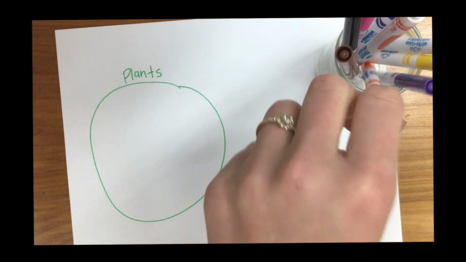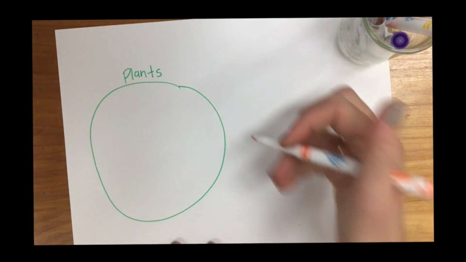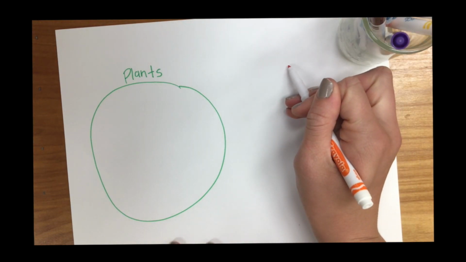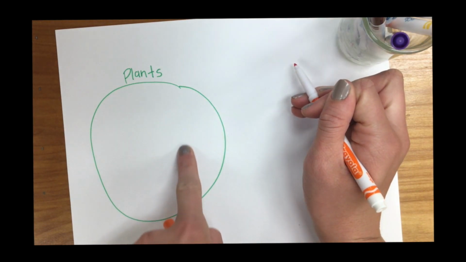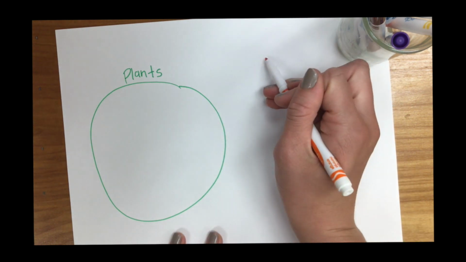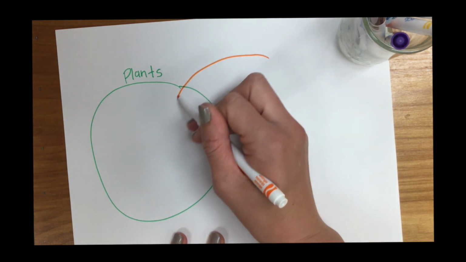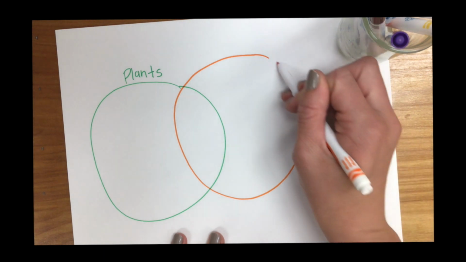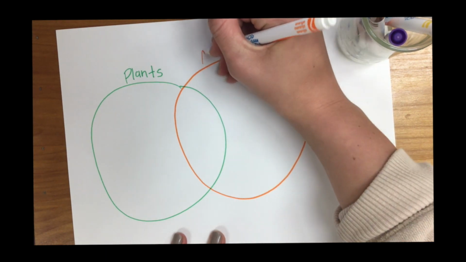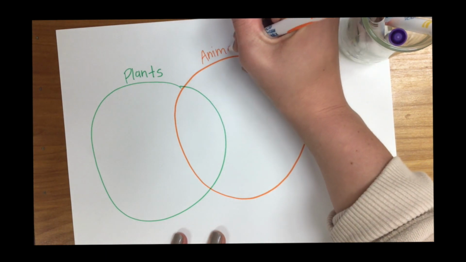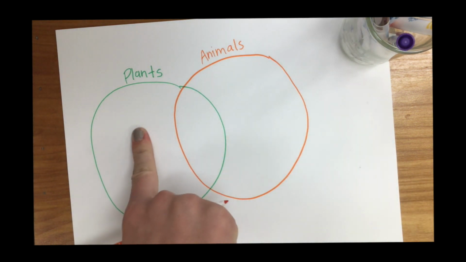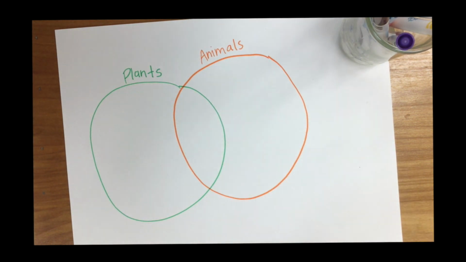I'm going to take another color. I'm going to draw another circle, and I'm going to draw it to overlap to leave a middle area. And I'm going to call this circle animals. So we have plants and we have animals. And this middle area is going to be the needs that are the same of both plants and animals.